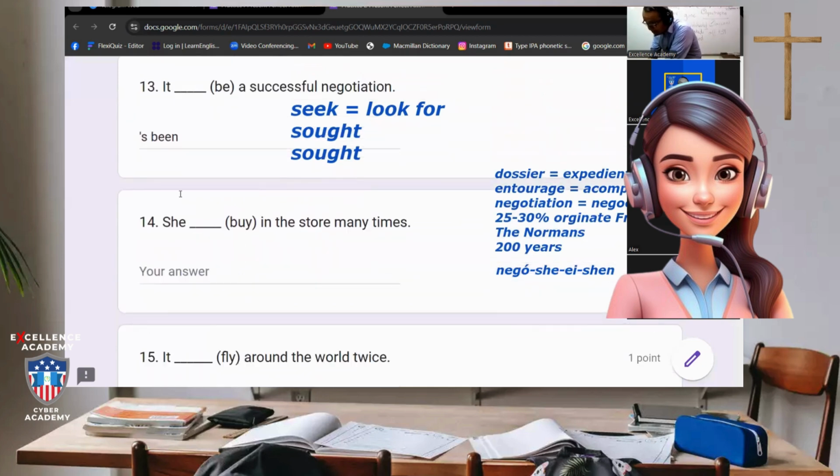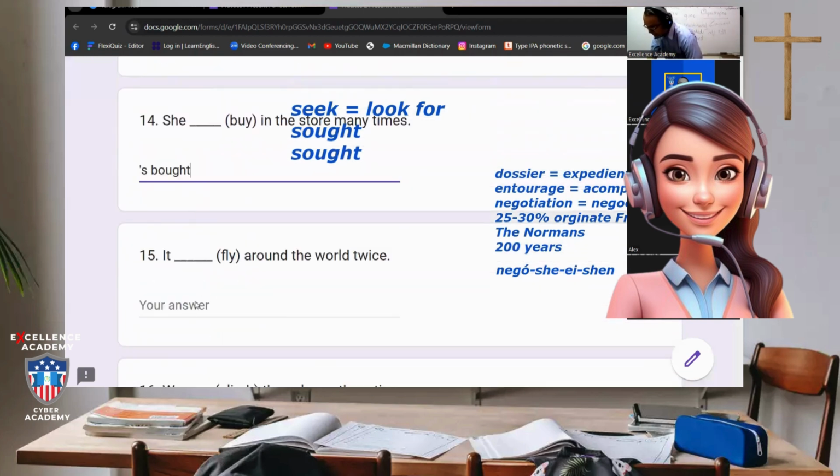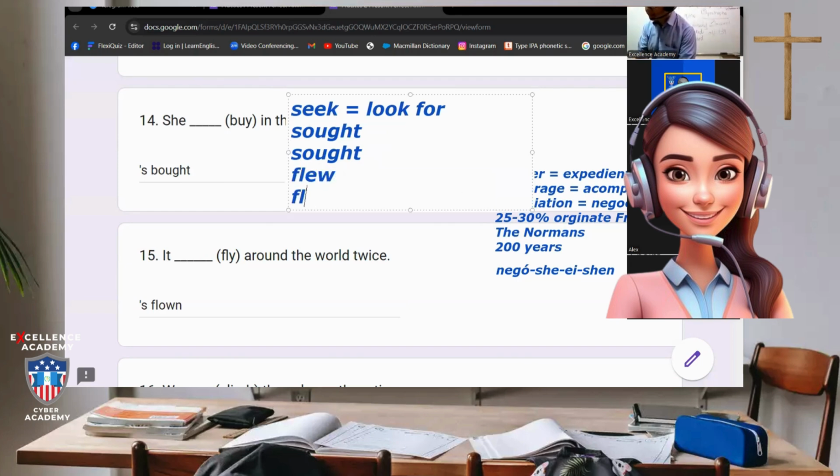Number 14. She, what's the contraction? She's what? Bought. She's bought many times. Number 15. What's the contraction? It's what? It's flown. Flown. Let's review. Come on, let's practice. What's the past tense? Fly, flew. And what's the other one? Flown. Yeah, you see?